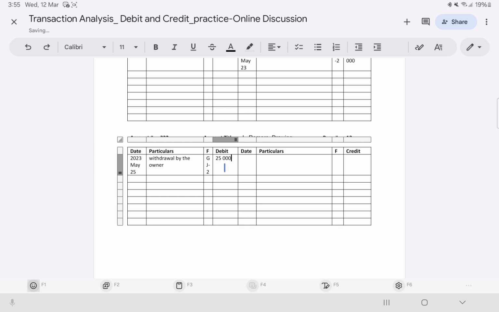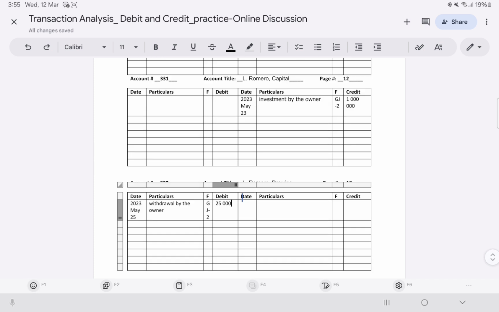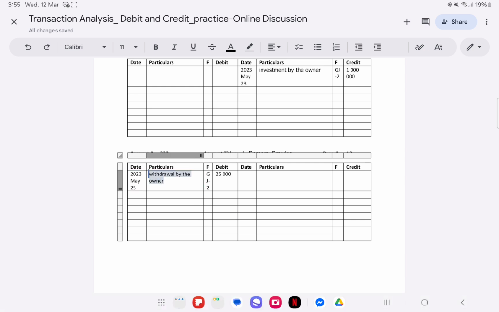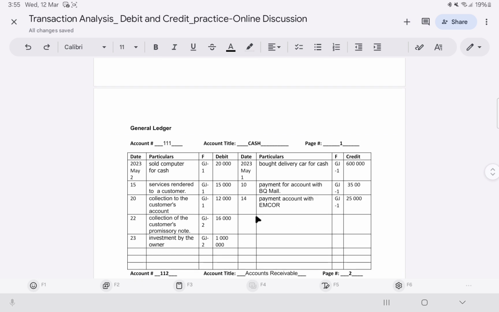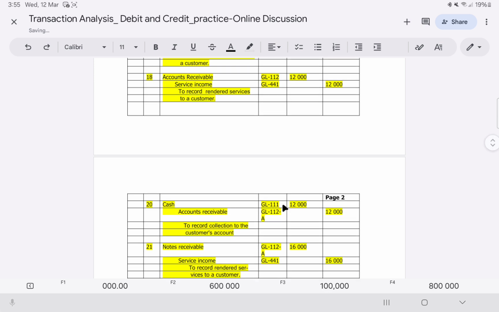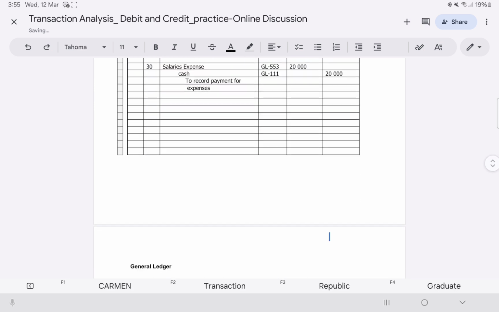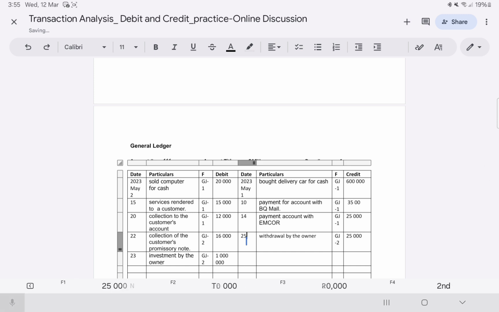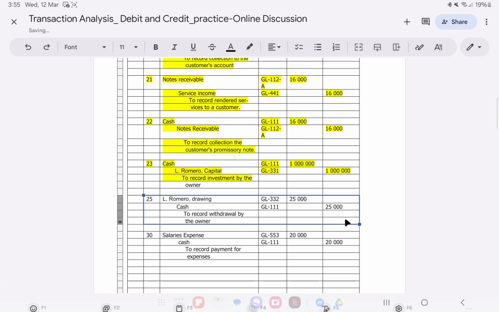25,000 pesos, and our credit is cash of 25,000 credit. JJ 2, 25,000, and what's the date again? So May 25. May 25. Okay, we're done with the 25 transaction.